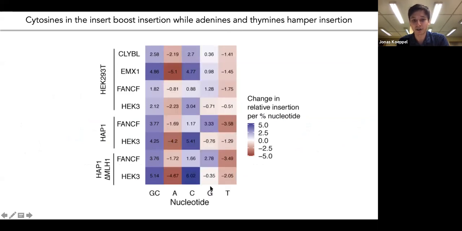And then if we look at each of the individual nucleotides, it seems like having A is quite bad for insertion rates, having T is quite bad, having G is a bit of a mixed bag, but then having specifically cytosines seems to be very beneficial to insert sequences well using prime editing.